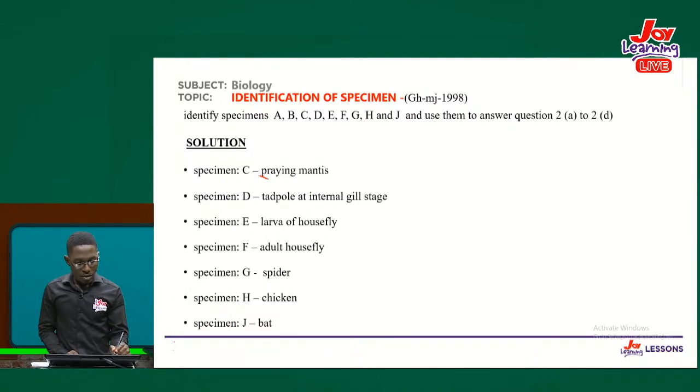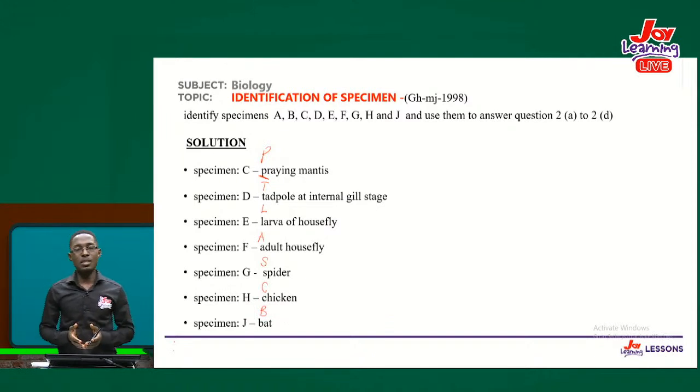The praying mantis should always start with a capital P. Any one word answer they ask you in practicals or in theory should always start with a capital letter. So tadpole, capital T. Larva, capital L. Adult starts this way. Spider, big S. Chicken, big C. Bat, a big B. We usually see students make these mistakes and they lose marks. Simple marks. Don't let this happen.